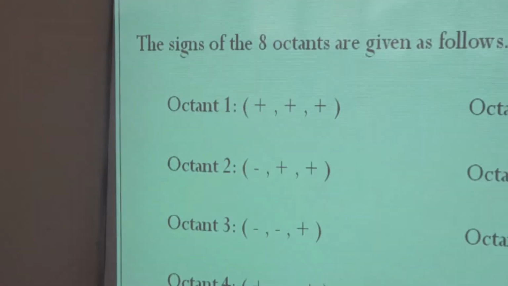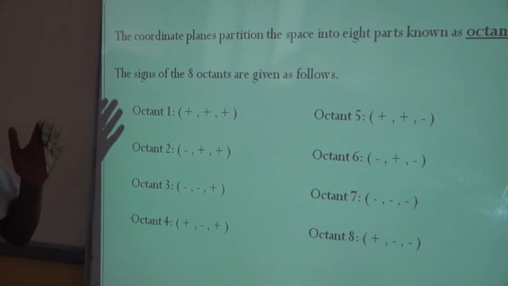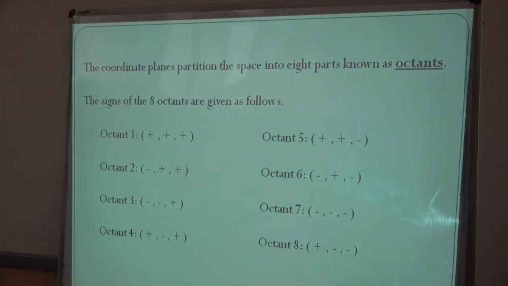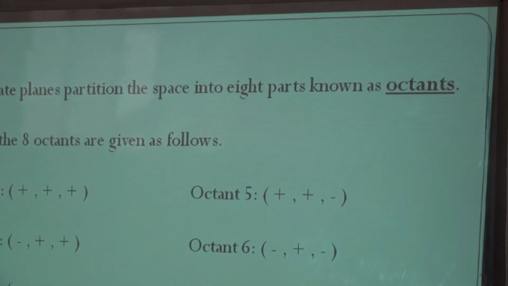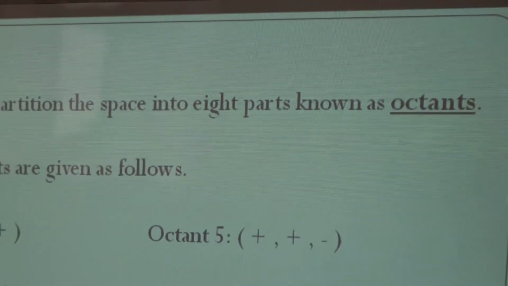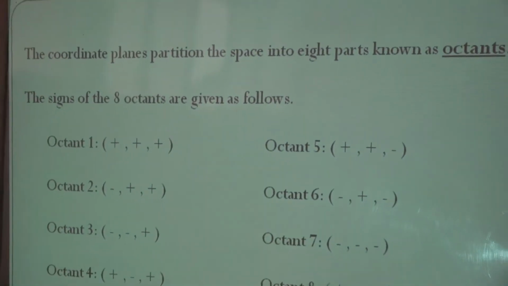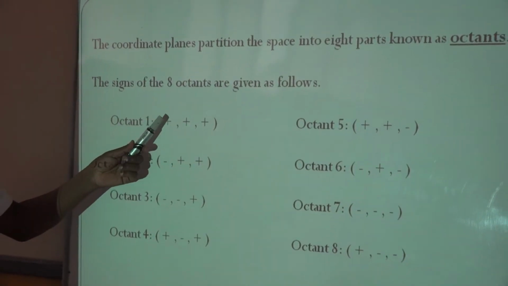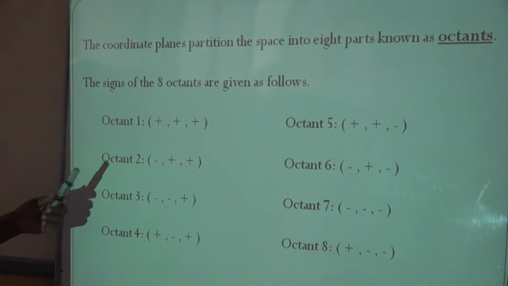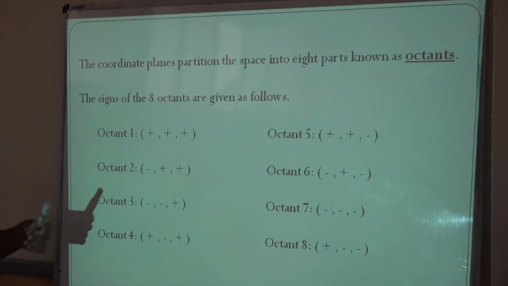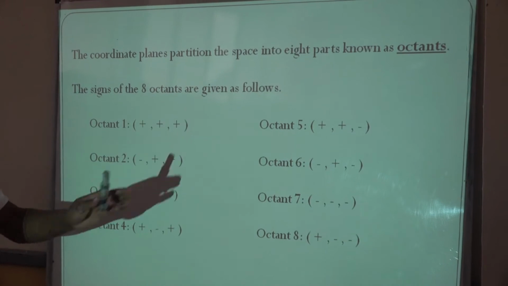Now, these 3 perpendicular planes partition the whole space into 8 parts, and each part is known as an octant. The different octants together with the corresponding signs are given in this way. Under octant 1, every ordered triple has positive coordinates. Octant 2: its x coordinate is negative, y coordinate is positive, z coordinate is positive, and so on.